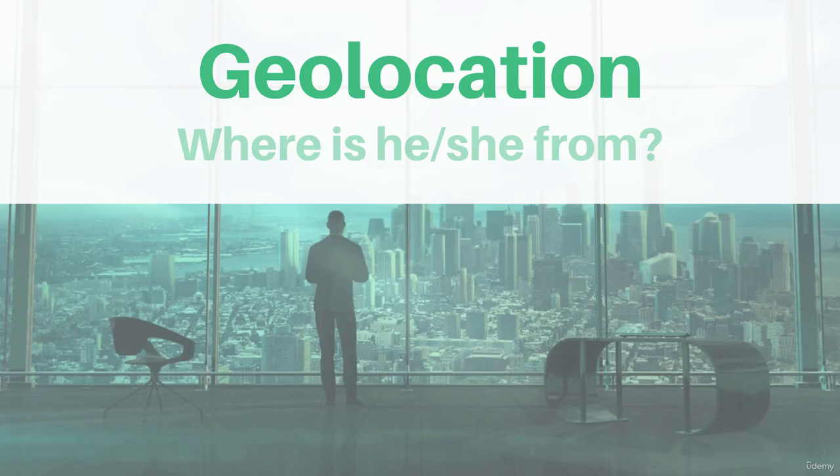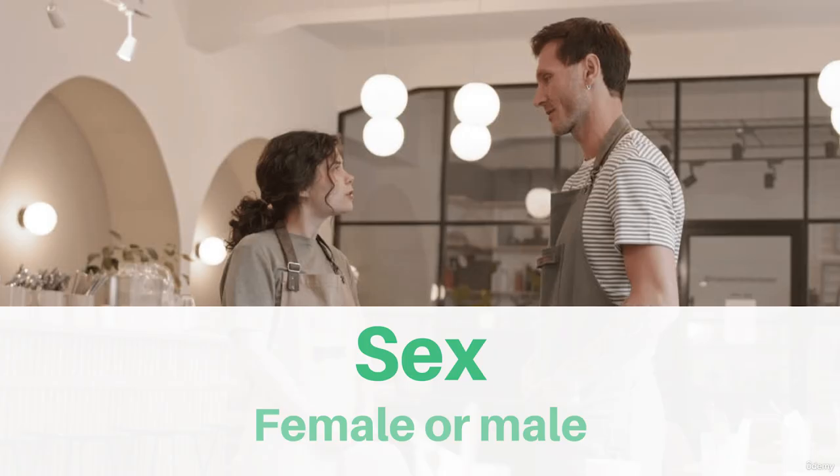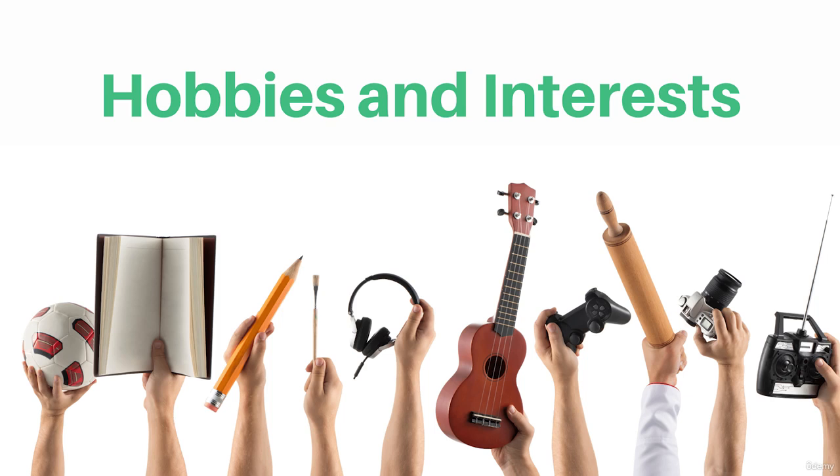Who is your customer? What you need to know. 1. Geolocation, where he/she is from. It is necessary to focus on certain places and regions. 2. Age. Most often, 18 to 25 years old, 25 to 30 years old, 35 to 45 years old, etc. 3. Sex, female or male. 4. Hobbies and interests. This is very important, as all targeting on Facebook and Instagram is based on interests.